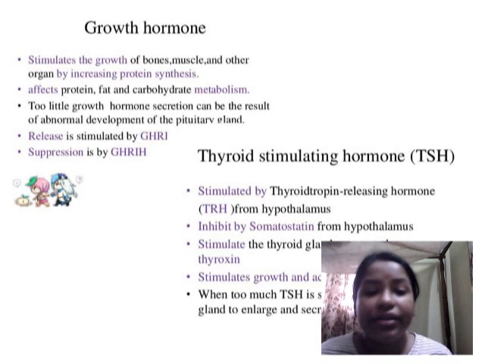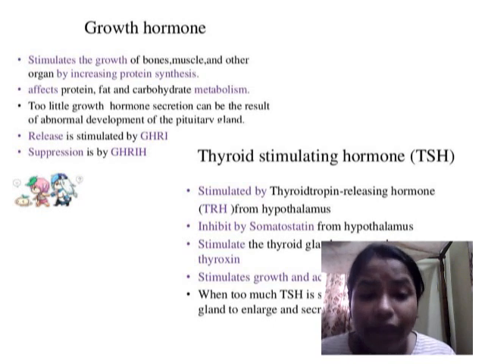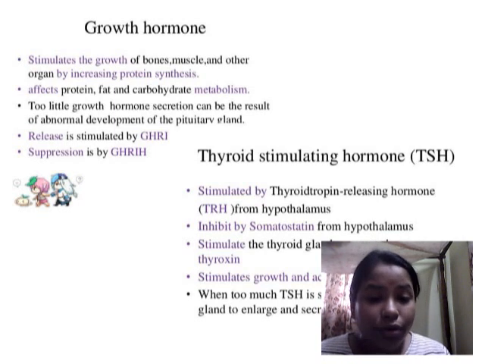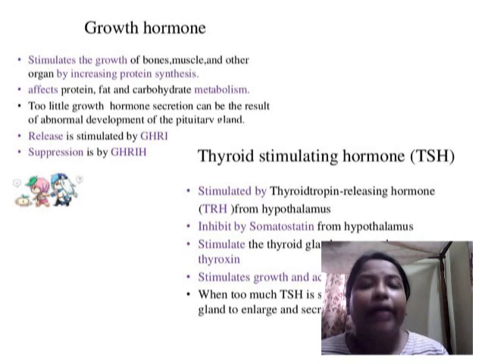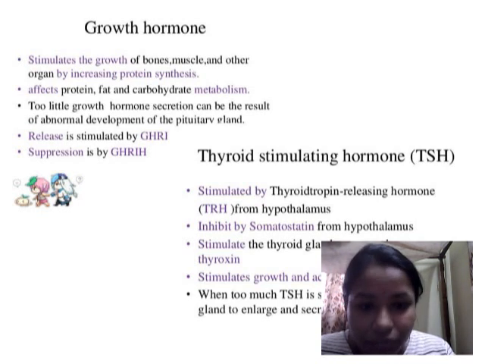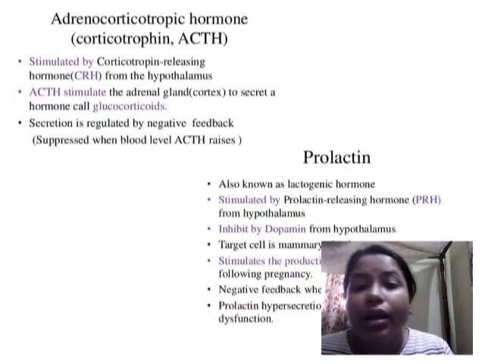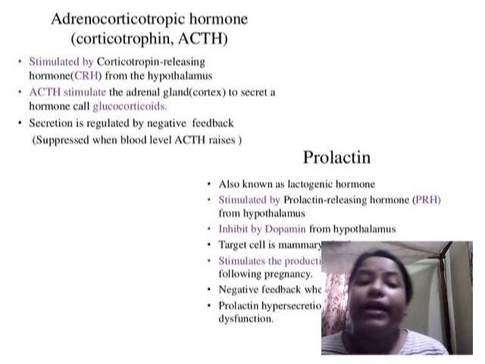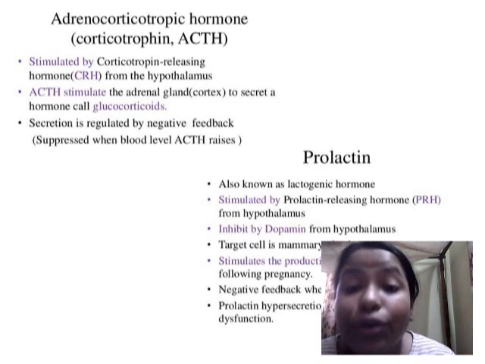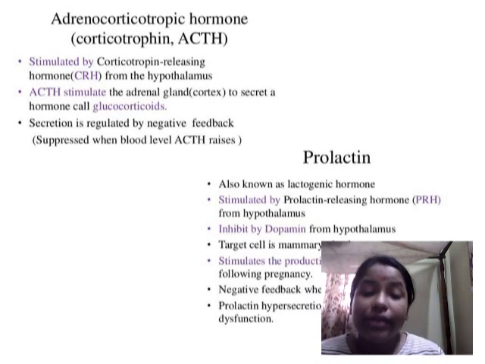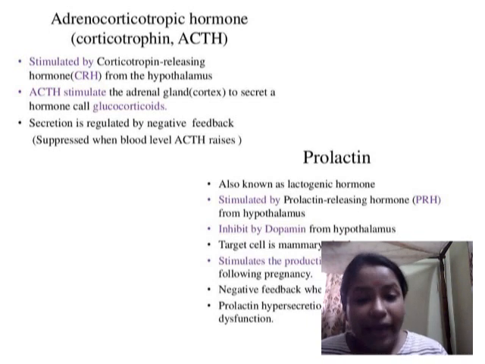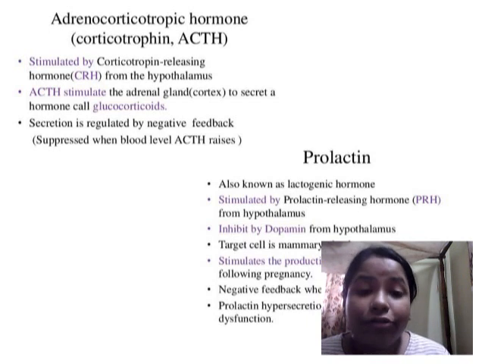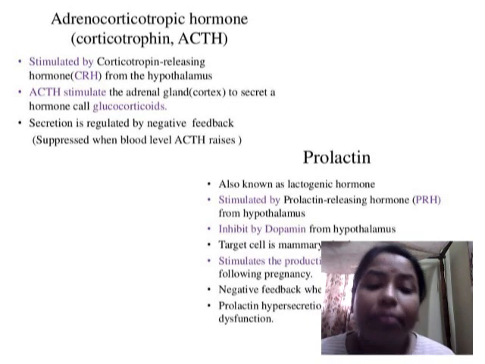And the next one is our thyroid stimulating hormone, which stimulates the thyroid gland to secrete thyroid hormone, and also stimulates the growth and activity of the thyroid gland. The next one is our adrenocorticotropic hormone, which stimulates the adrenal cortex to secrete a hormone called glucocorticoid. The next one is our prolactin hormone, which targets our mammary gland and stimulates the production of milk during pregnancy.